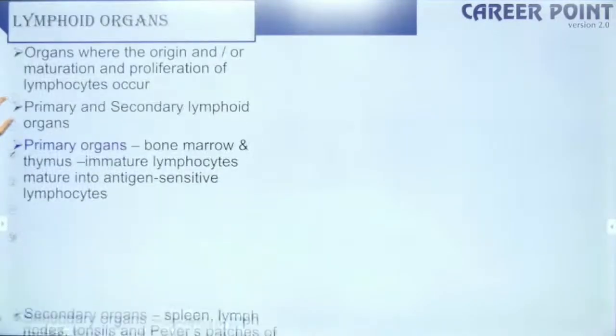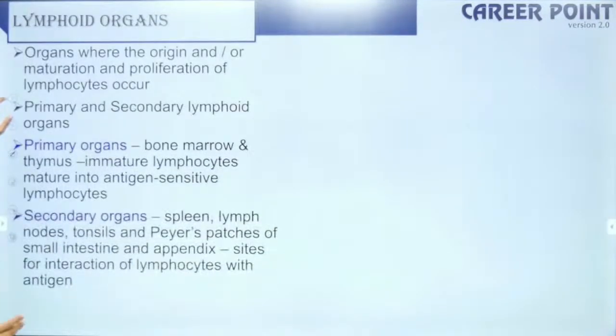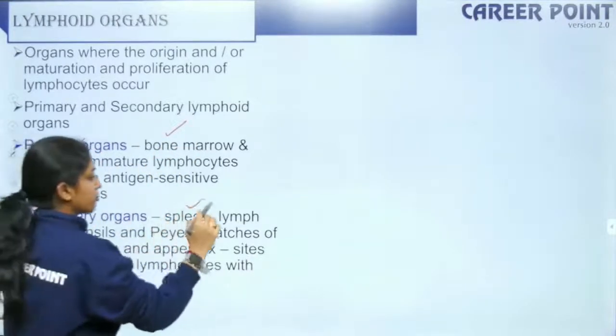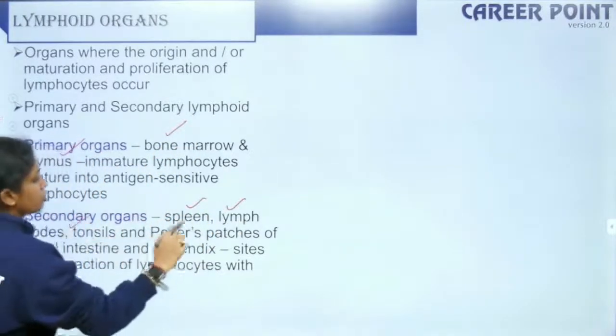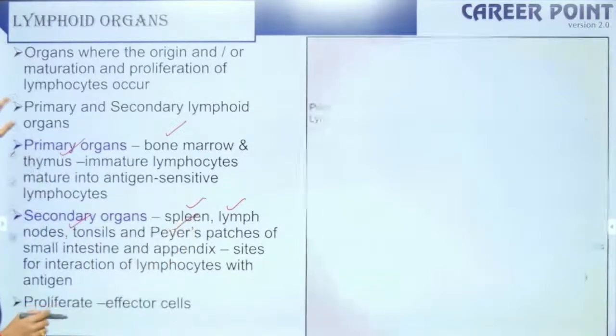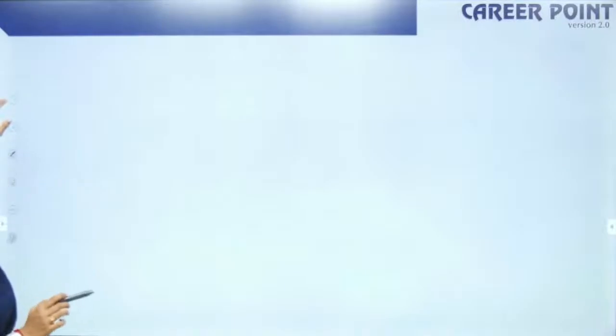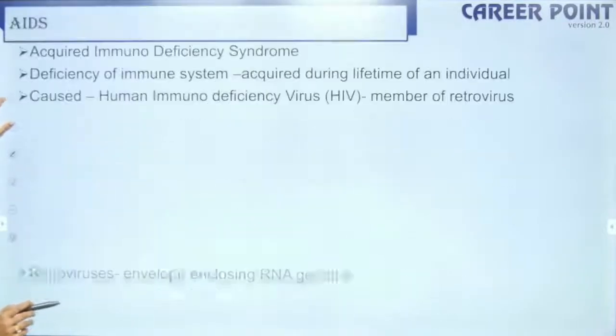So what are the lymphoid organs? Primary and secondary. Primary are your bone marrow and thymus. Secondary are your spleen, lymph nodes, Peyer's patches, tonsils, etc. So you have your MALT. Please go through what the percentages are there. Right? So the next one is AIDS.